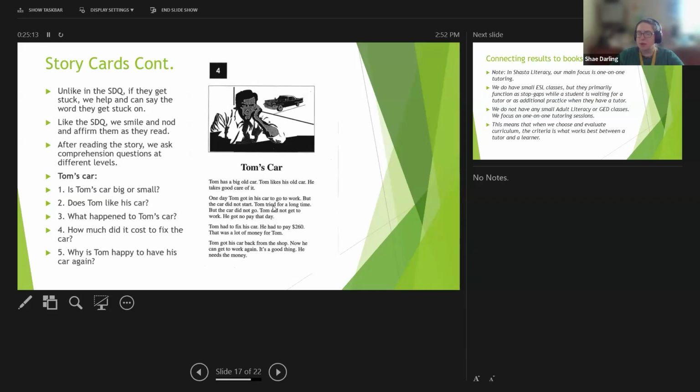That one also helps me with, okay, what vocabulary do they know, or what were they understanding? Did they understand that his car broke down? How much did it cost to fix is right in there. Why is Tom happy to have his car again? Now, this is a little more open-ended. He can go to work. He needs money because he likes it. It's asking more of the why question. And it helps me to know what their level is for reading comprehension in addition to just the words and vocabulary, especially when I'm having a hard time matching them.